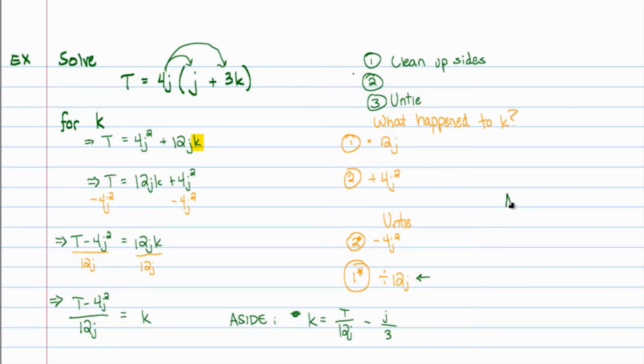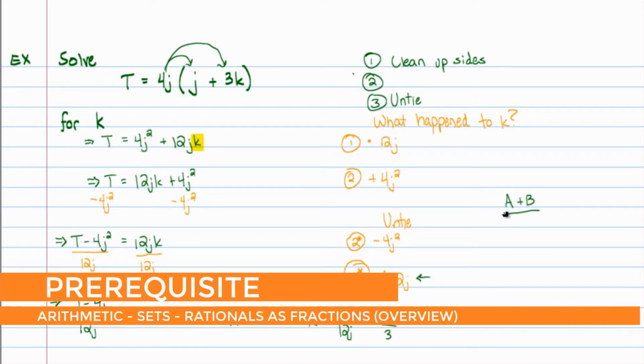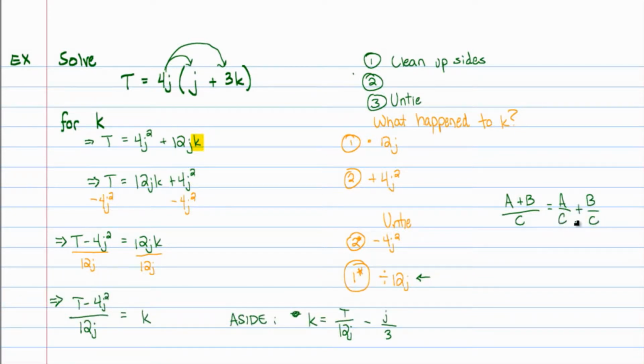It turns out that when you have a fraction like a plus b over c, that's the same thing as saying a over c plus b over c, right? These have the same denominator, so their numerators just add. Well, that means that if I have a fraction like t minus 4j squared over 12j, I could split this apart to t over 12j minus 4j squared over 12j.